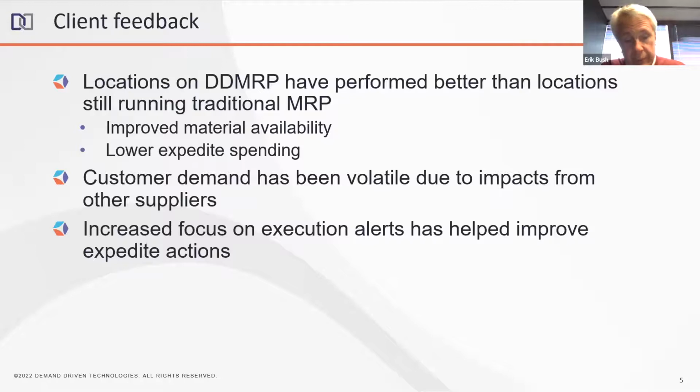Probably the more visible example was comparisons on rates of spending on expedite or fast freight to bring materials into the plant, and that they definitely saw differences in the run rates of expedite spending for those sites that were on DDMRP versus those that weren't. So, anecdotal, not real heavy scientific or financial proof in great volumes or anything like that, but enough to know that it's frankly strengthened the resolve of some of those clients to further press forward on their DDMRP rollouts around their organization.